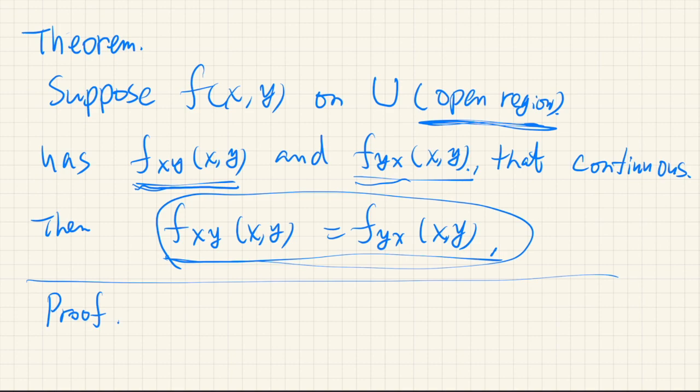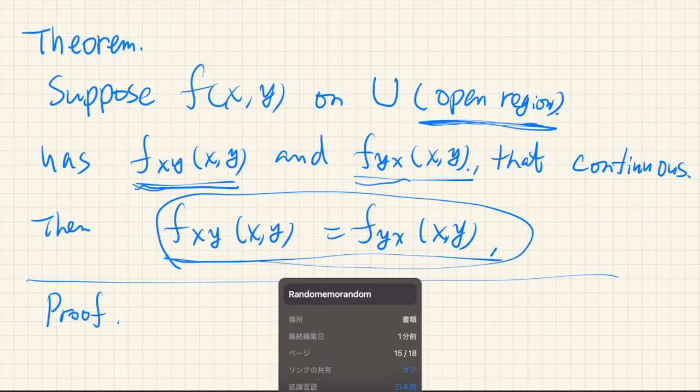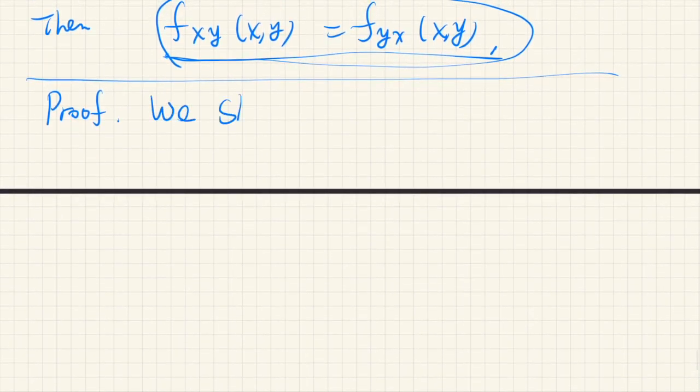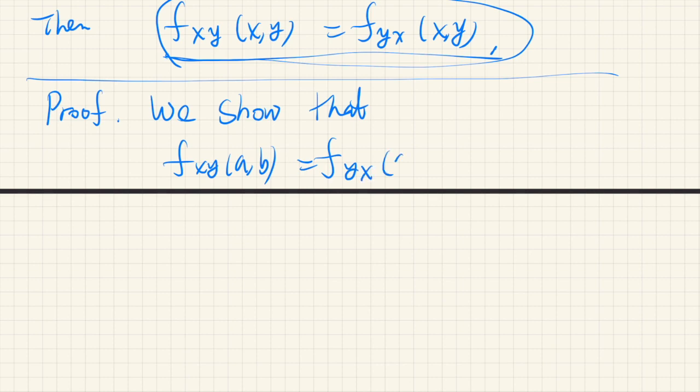Okay, let's prove this. We show that fxy of a b is equal to fyx of a b for every (a, b) in the open region U. Okay, so this (a, b) can be any point as long as it is in this open region U.